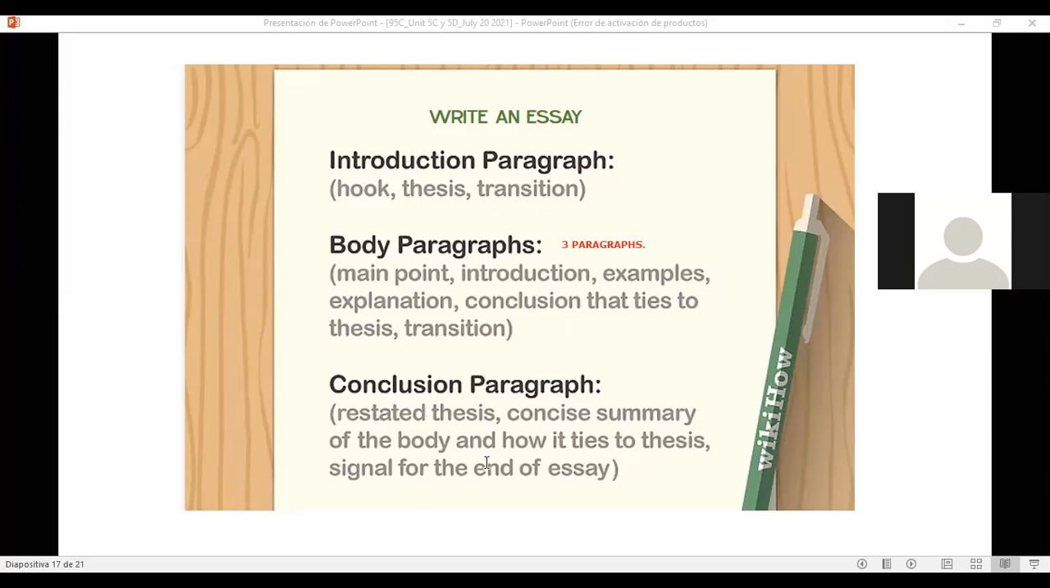And finally, you have a conclusion paragraph, which is the end of your essay. So you are summarizing all your work and you're giving just the conclusions. It consists of the rest of the work, okay? So it also ties to the thesis.